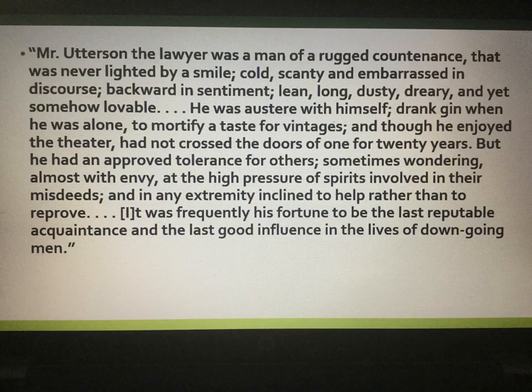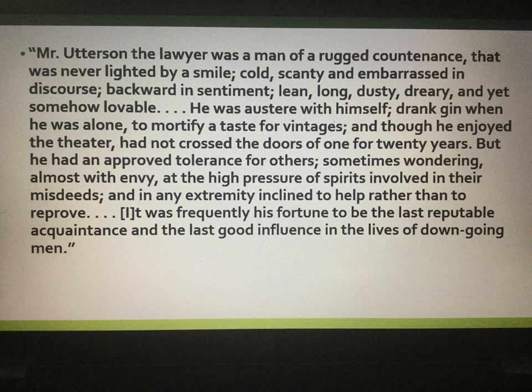Before we move to chapter two, I thought we'd finish with another really important quotation, and that's as follows. Yes, it's really long. Don't expect it all to be remembered. Try and remember little bits. And it's the introduction to Mr. Utterson. "Mr. Utterson, the lawyer, was a man of a rugged countenance that was never lighted by a smile. Cold, scanty, and embarrassed in discourse, backward in sentiment. Lean, long, dusty, dreary, and yet somehow lovable.